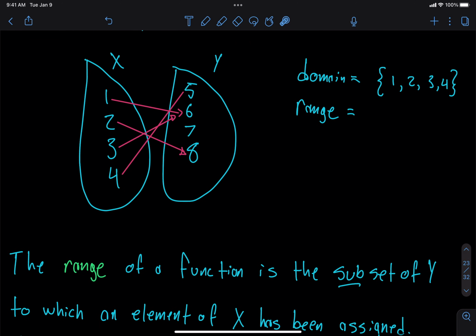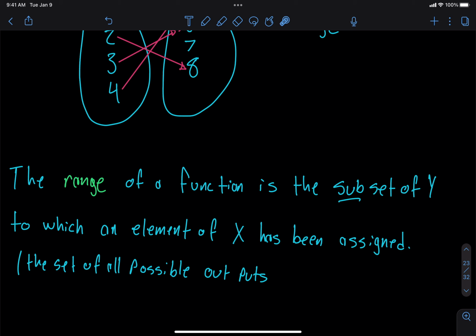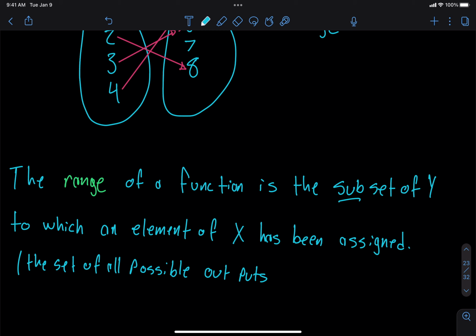So let's talk about the range. Well, we already talked about x, so now we're going to talk about y, right? So the range is the word that we use to describe the subset. Okay, so now we're not talking about the set, we're talking about the subset. That means it's a subcollection of numbers, right? The subset of y to which an element of x has been assigned. So what this means is, loosely speaking, we're going to talk about the set of all possible outputs.